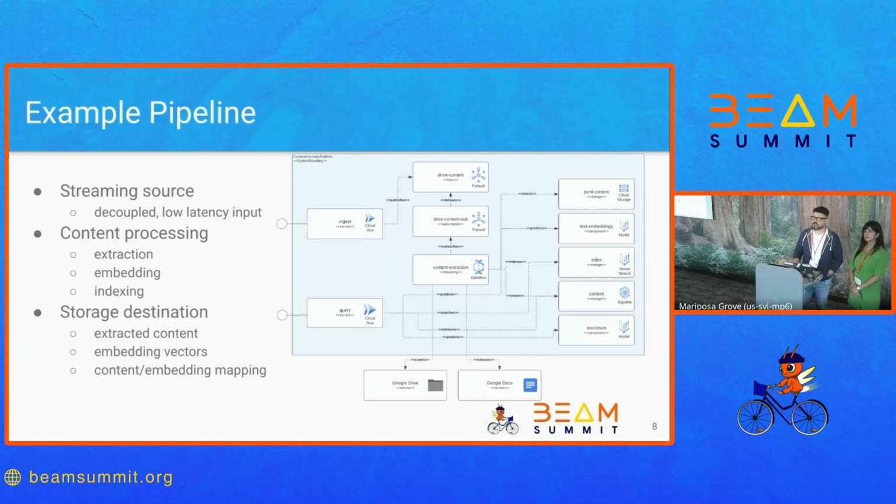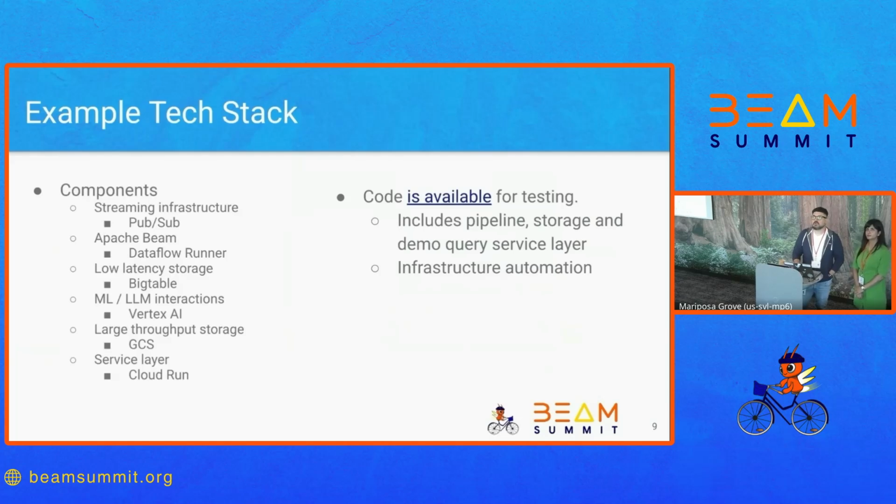We have components that take care of data extraction, embedding creation, and indexing that embedding in some vector database. We have a storage destination for the content that we extract from the documents and sources that we ingest, and interactions, as I said, with vector databases and large throughput storage, because later on we may want to fine-tune the model, right?